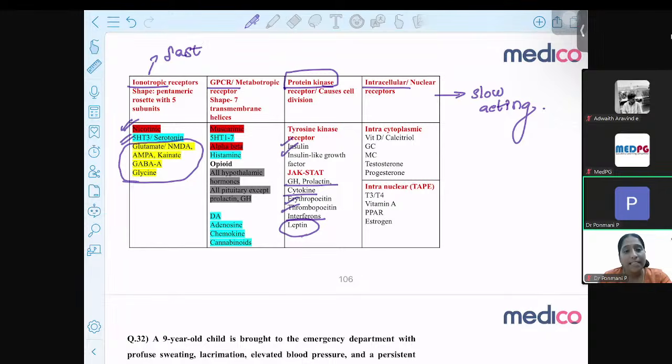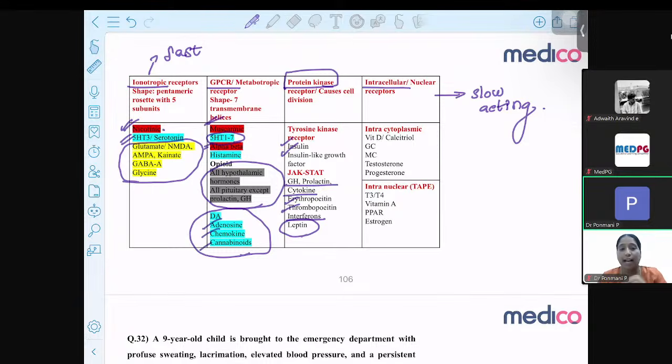And what about GPCR? All the rest act via GPCR. For example, we saw GH and prolactin here. So except for GH and prolactin, all other pituitary and hypothalamic hormones act via GPCR. We saw nicotinic in ionotropic; muscarinic comes here, and adrenergic comes here. We saw 5-HT3 in ionotropic; here, the other 5-HT receptors come. Other than that, you have dopamine, which is one neurotransmitter that works in the CNS also, but it comes under GPCR. And you have adenosine, chemokine, and cannabinoids.